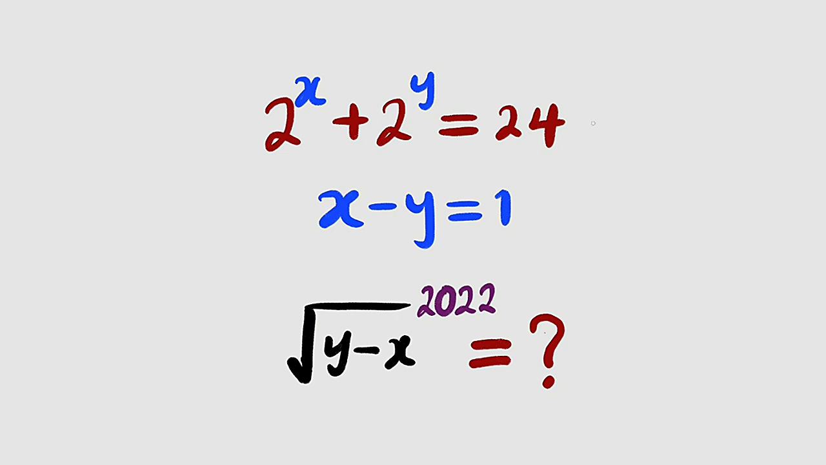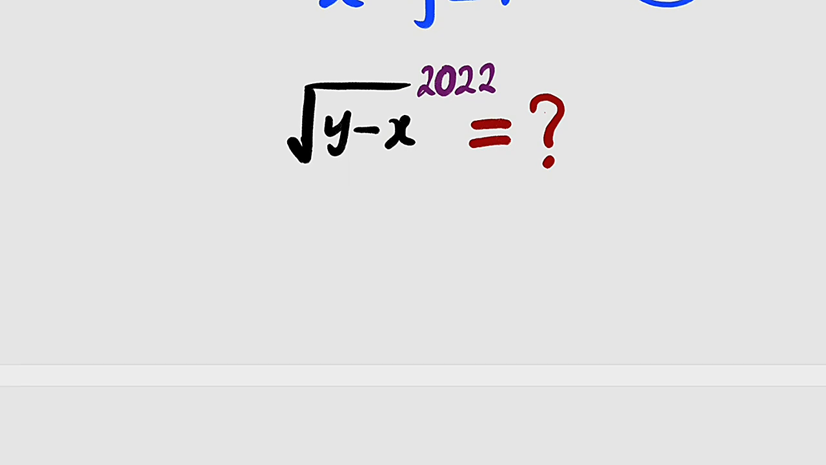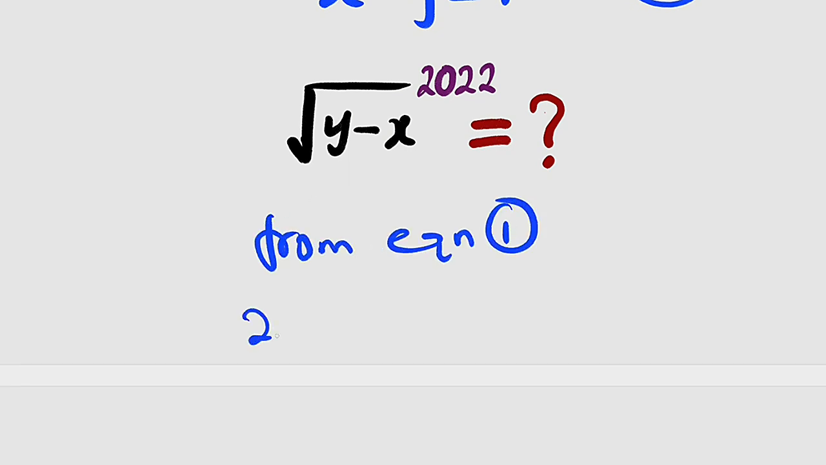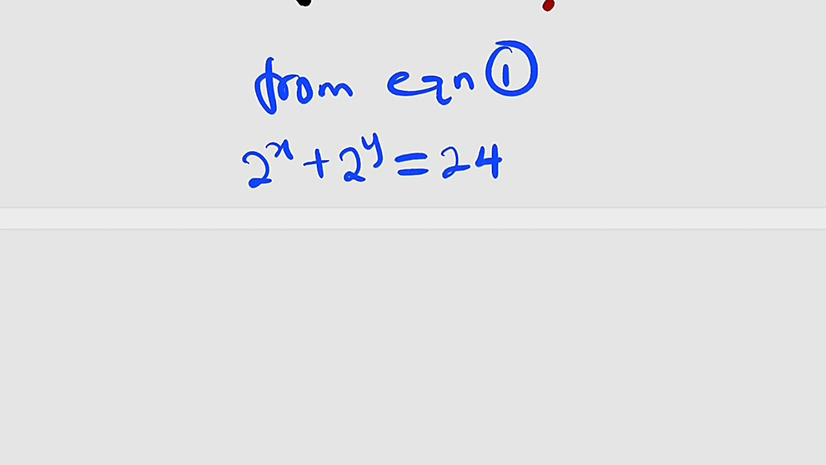I would like to start with equation number 1. This is equation number 1. This is equation number 2. So from equation number 1, we have 2 to the power of x plus 2 to the power of y equal to 24. I would like to divide every single term by 2 to the power of y.